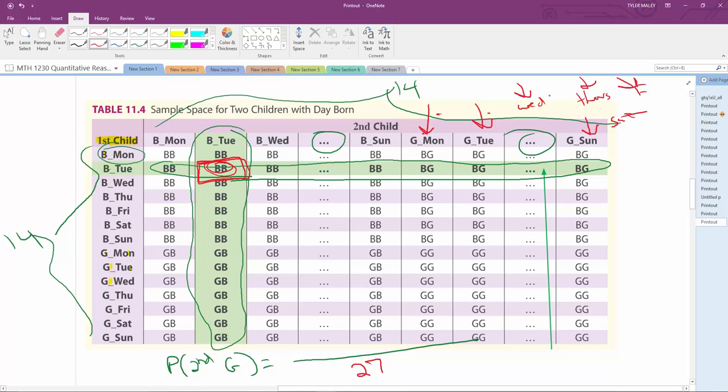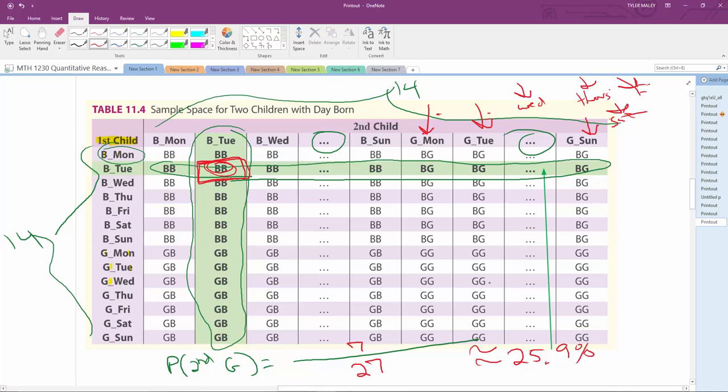So 1, 2, 3, 4, 5, 6, 7, right? 7 ways. The girl could be born on any day of the week. So that would be 7 out of 27 ways. So this comes out to be approximately 25.9%.